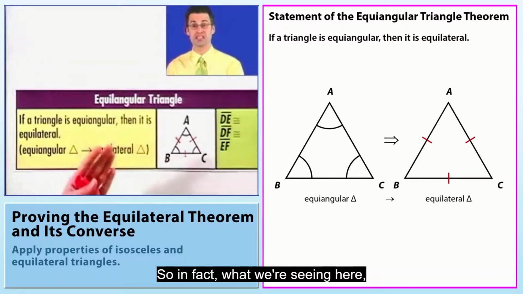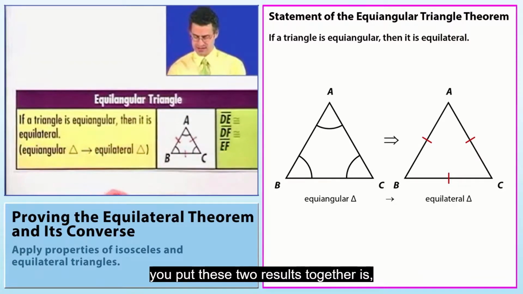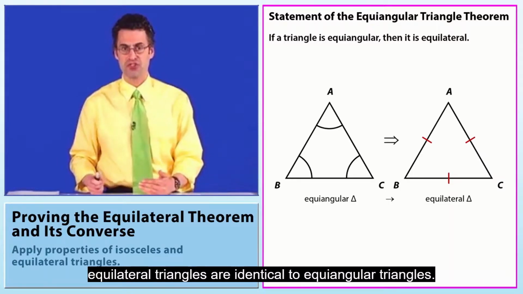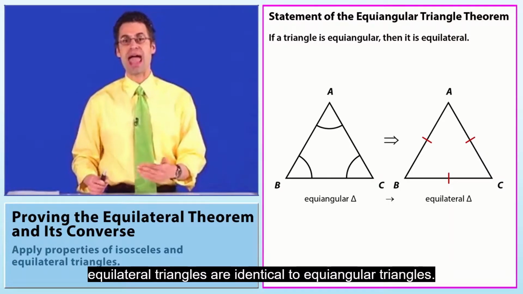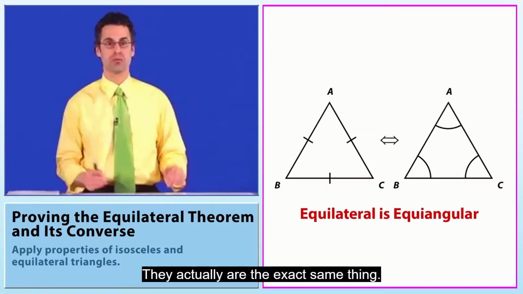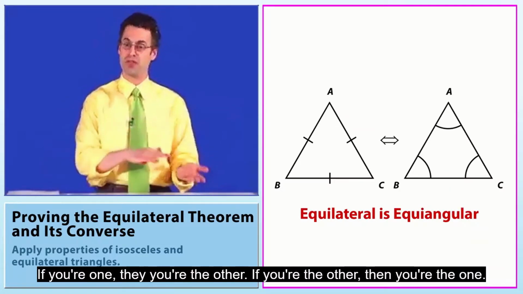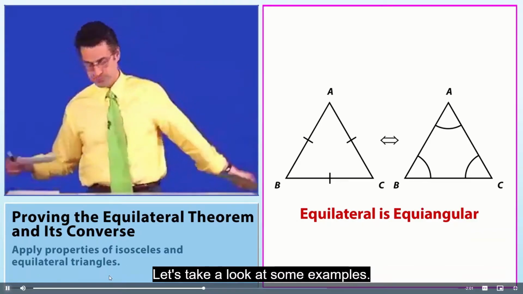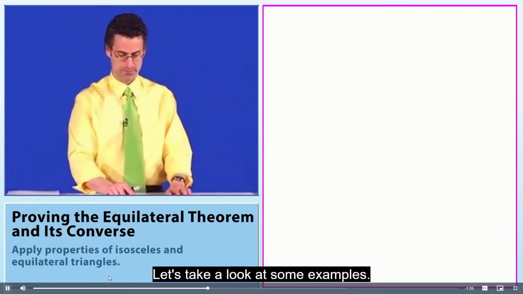So in fact, what we're seeing here, to put these two results together, is equilateral triangles are identical to equiangular triangles. They actually are the exact same thing. If you're one, then you're the other. If you're the other, then you're the one. Let's take a look at some examples.